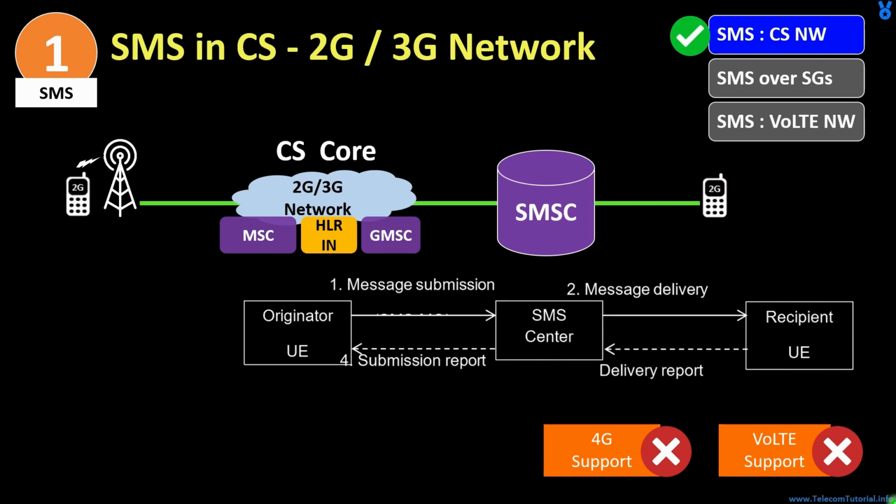Once SMSE receives the SMS successfully, it sends back the acknowledgement to the originating UE, and the originating UE shows that the message is sent. However, this doesn't mean that the recipient has received the text message. SMSE stores the SMS and forwards it to B party whenever the B party is available.